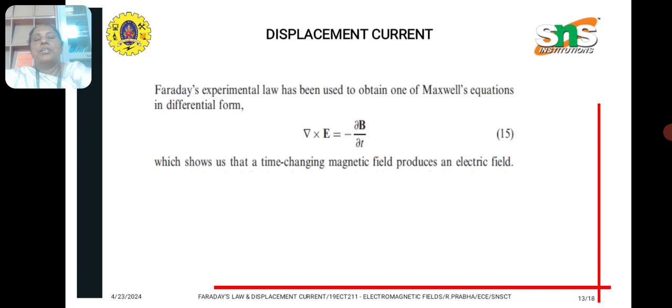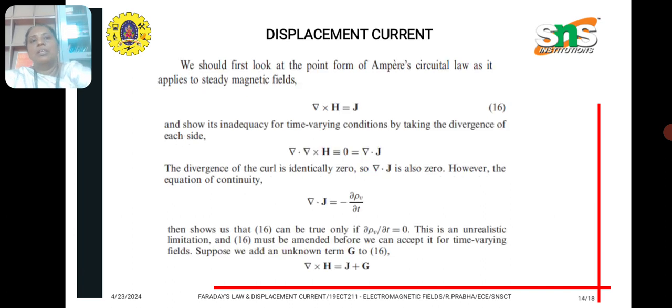And next we come to displacement current. So Faraday's experimental law has been used to obtain one of the Maxwell's equations in differential form, that is del cross E is equal to minus dou B by dou t. So this says a time varying magnetic field produces an electric field.